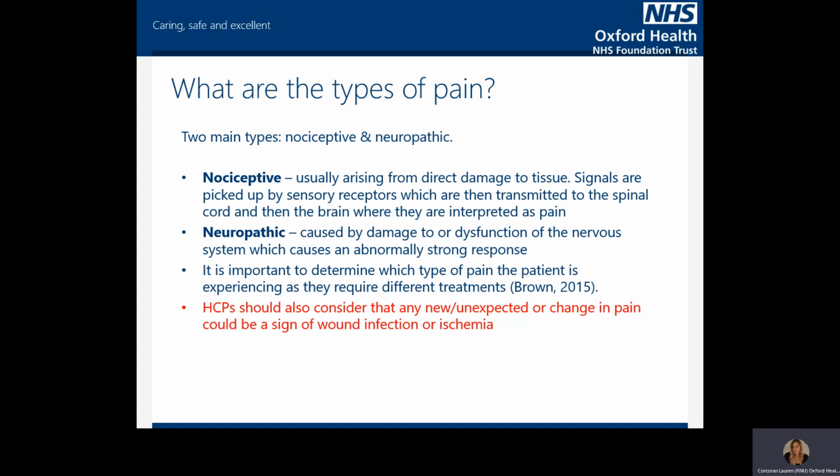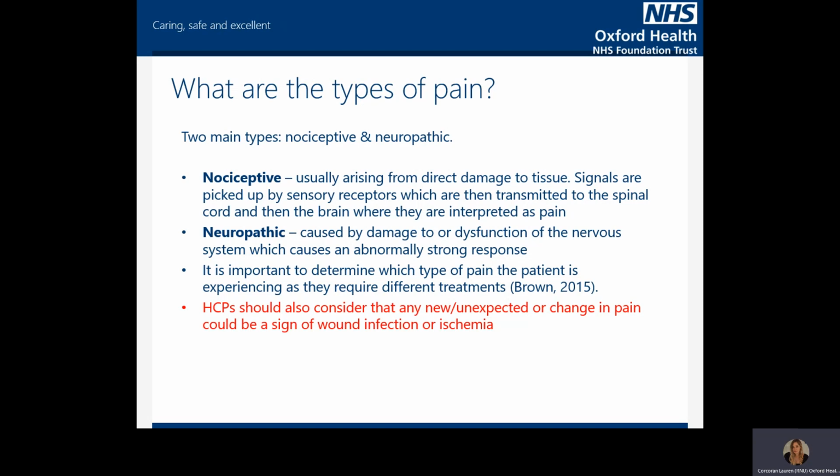So the differences between them: nociceptive is usually arising from the direct damage to tissue. So what happens in this instance is that signals are picked up by the sensory receptors, which are then transmitted to the spinal cord and then the brain, and that's when we interpret them as pain. So that's our day-to-day normal pain as such.